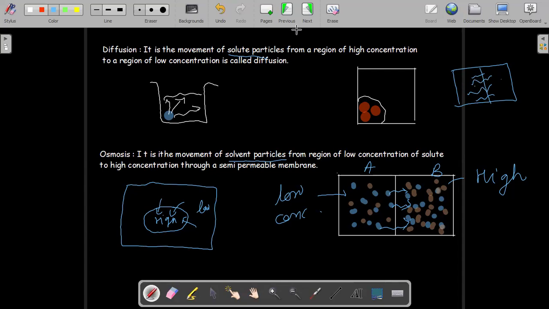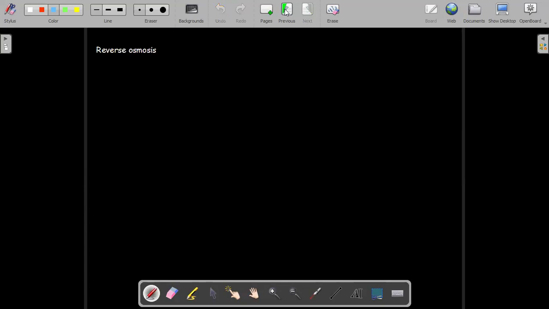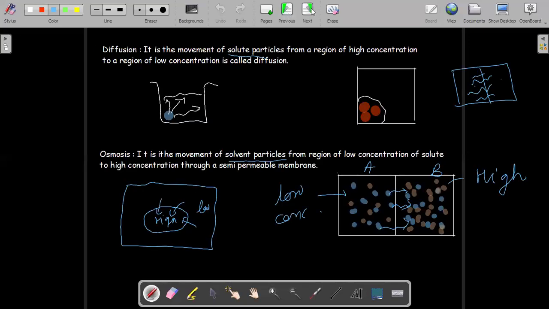Got it? Sir, in my school, my biology sir told about a hypotonic solution. Okay, we are discussing that; our next topic is the tonicity of solutions. Tonicity means which one is hypotonic, which one is hypertonic, and which is isotonic.